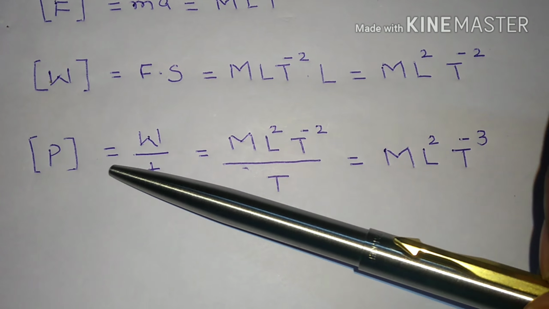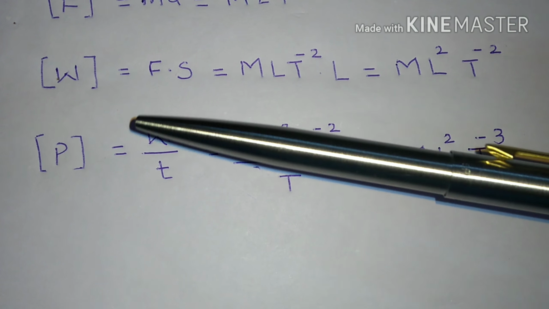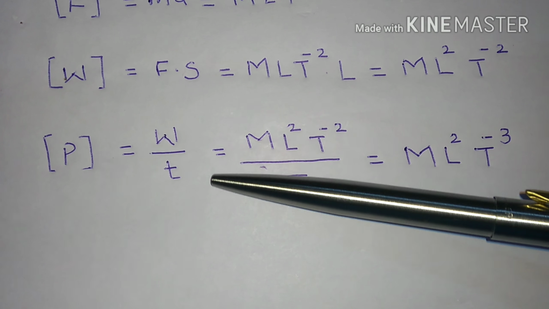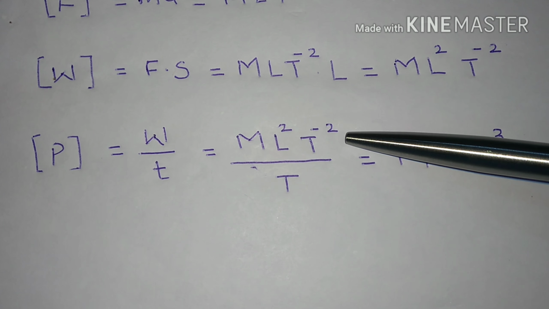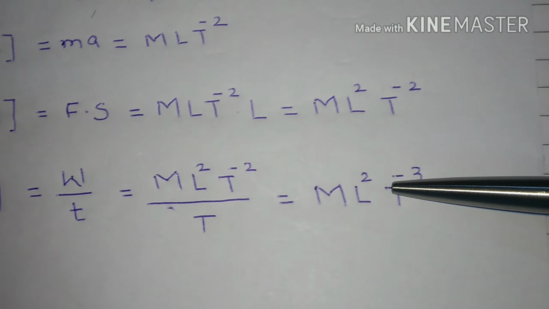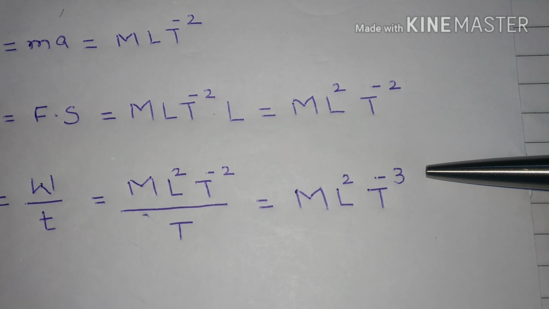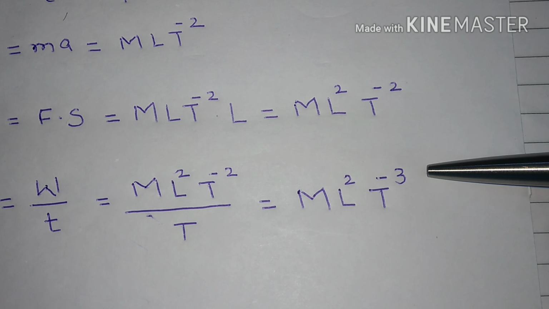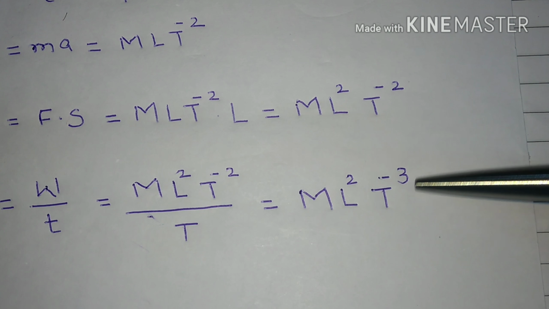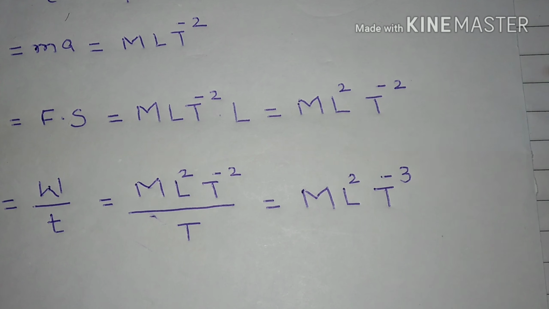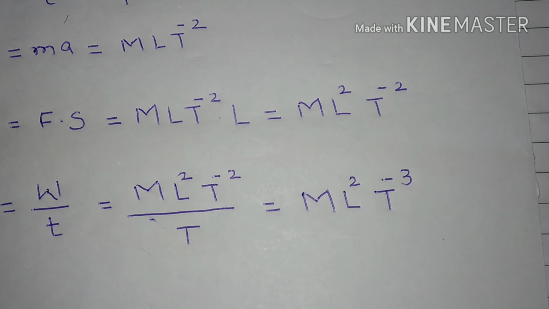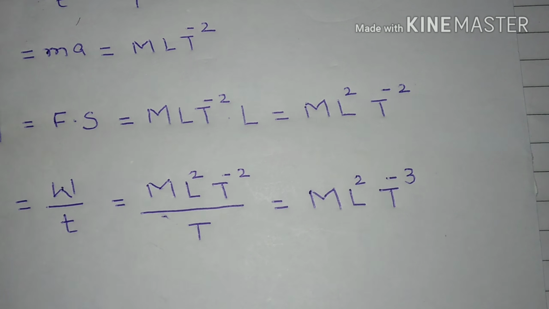You take power. Power is equal to work by time. W by T. So this is ML^2T^-2 divided by T. Finally you will get ML^2T^-3. Okay. So this is dimension of power. Now you understand how to write dimension of derived quantities.